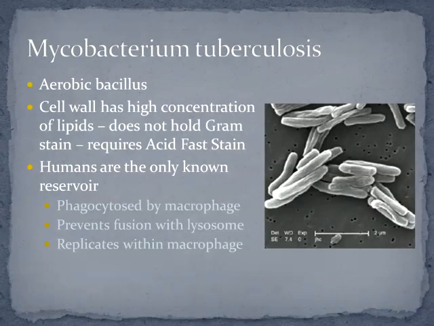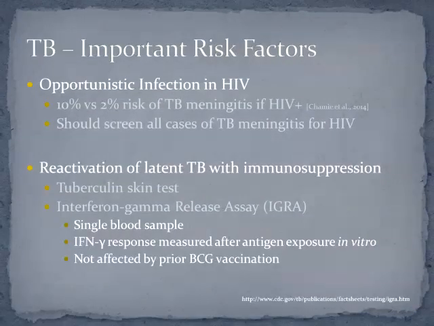But it's an intracellular organism. So the important risk factors for tuberculosis are, again, immunosuppression. So it's an opportunistic infection in HIV. And so your risk of developing TB meningitis is much higher in HIV-positive individuals compared to controls, so 10 versus 2%. And so when you do have a case of TB meningitis, they should be screened for HIV because it's a significant risk factor. And it can be reactivated when patients are put on immunosuppression.